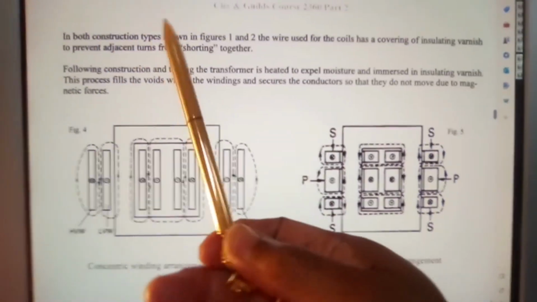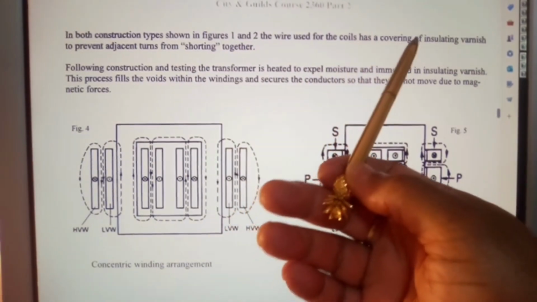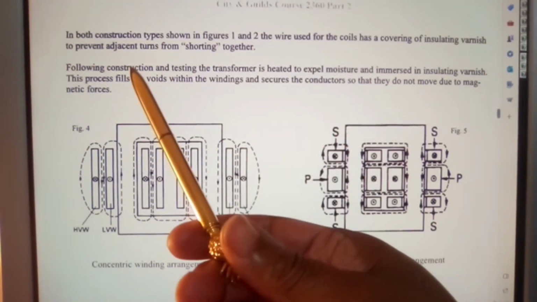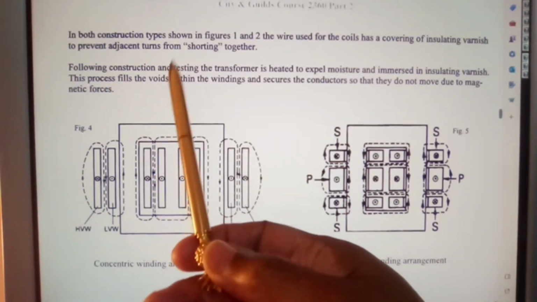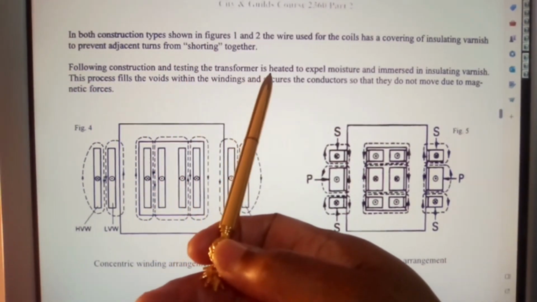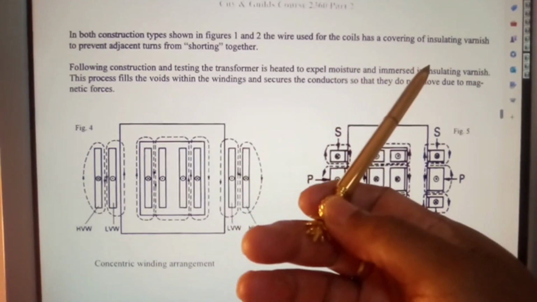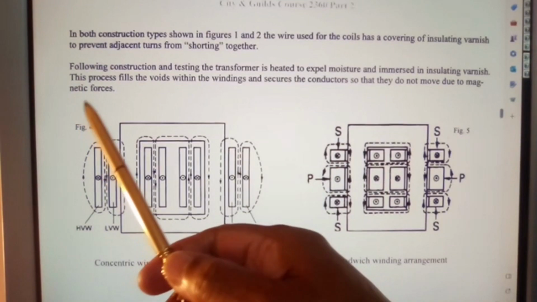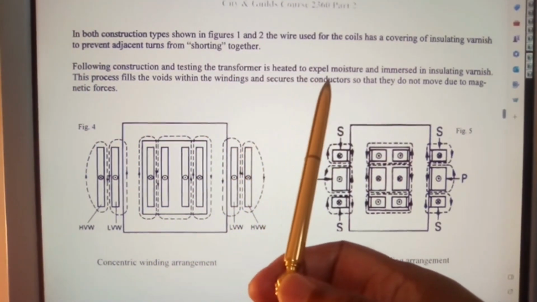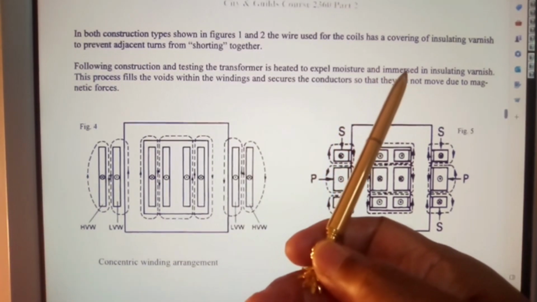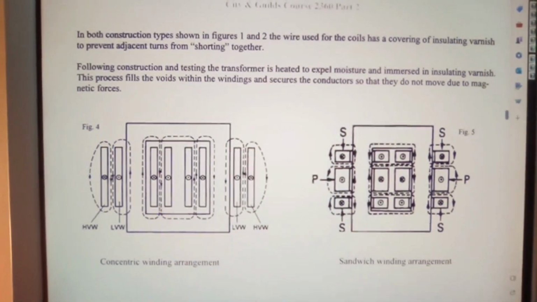In both construction types shown in figures 1 and 2, the wire used for the coils has a covering of insulating varnish to prevent adjacent turns from shorting together. Following construction and testing, the transformer is heated to expel moisture and immersed in insulating varnish. This process fills the voids within the windings and secures the conductors so that they do not move due to magnetic forces.